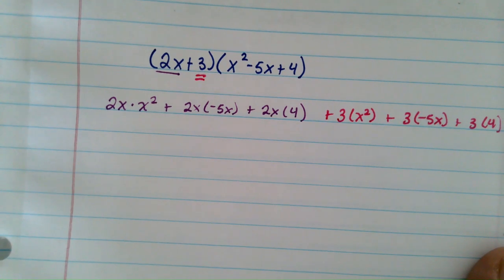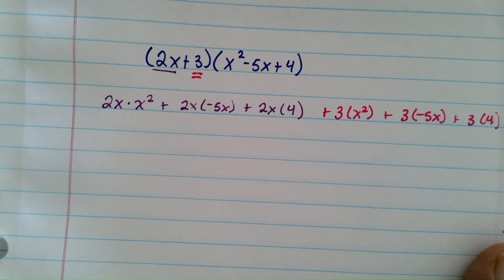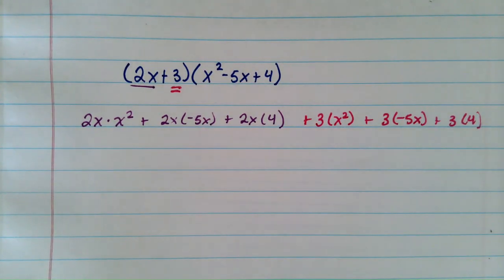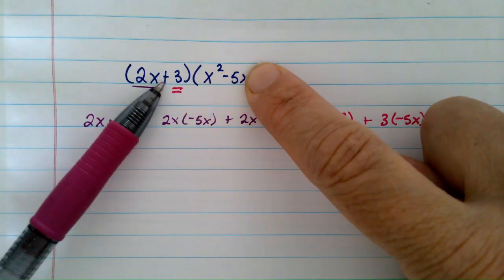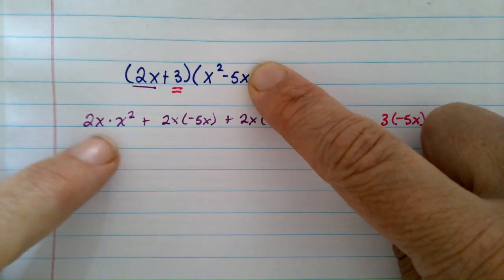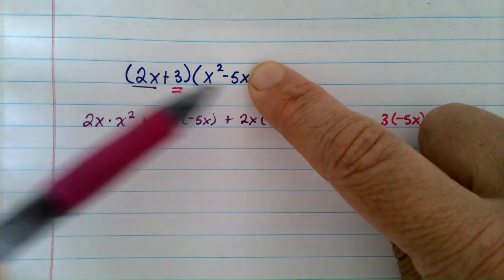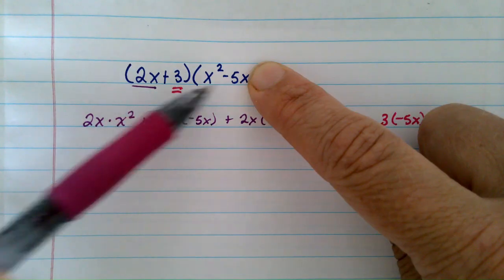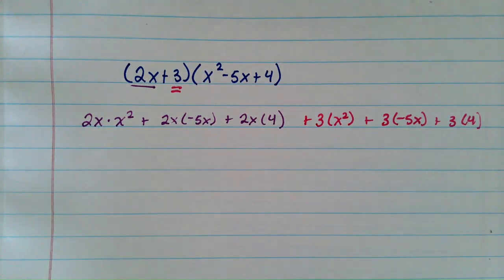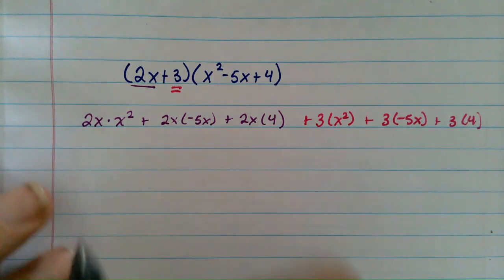Some of you may not need it quite that written out, and that's okay. But that's really what FOIL did, that first, outside, inside, last, because you only had a binomial multiplied by a binomial, so you only had to do the first, outside, inside, last. But now by adding a third term, or making the second one a trinomial, then it sometimes is harder to see. So this is kind of doing it horizontally and doing double distribution. And then you can go ahead and actually do that product.